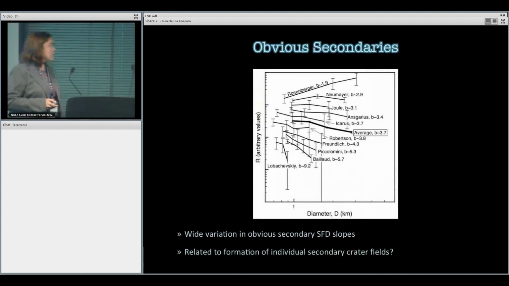So, final slide: on a different note, we can also look at the distribution of the obvious secondaries that we've been measuring as well, which have not been included in the data set so far because we didn't want them to influence our primary crater data set. If we look at the differential slopes, we find that there's a wide variation from very shallow to very steep slopes for the secondaries, which is not the same as what we've understood for average secondary distribution. This may be related to formation of individual secondary crater fields, which we don't understand very well yet.